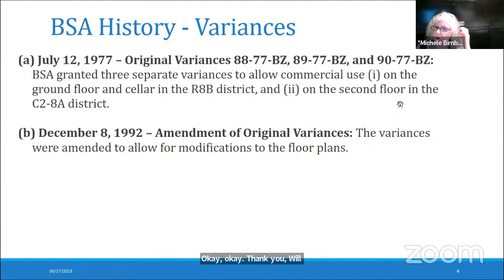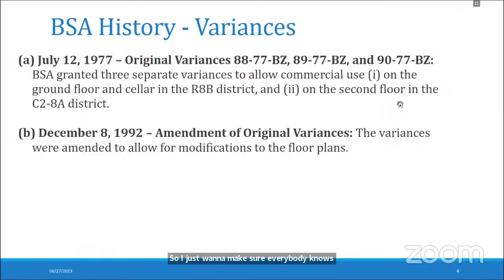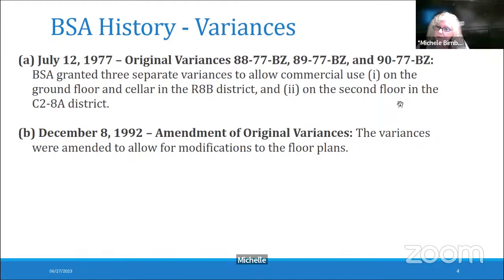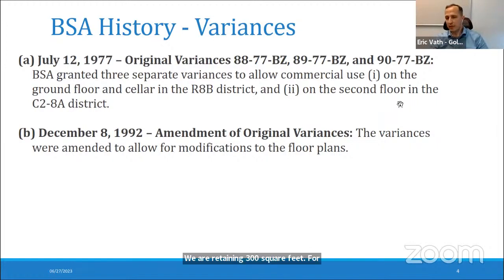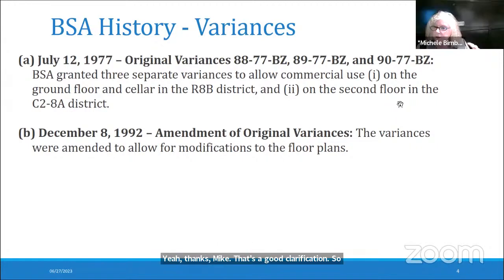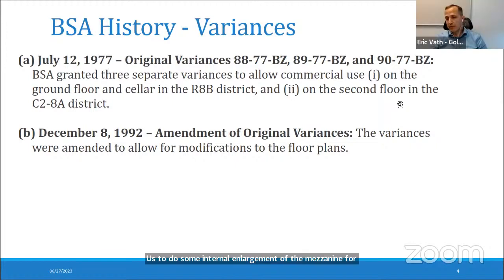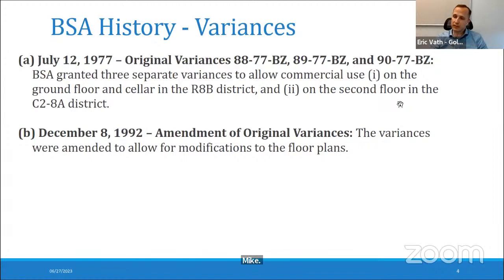Okay, Michelle, if I could interrupt for one second. Who is that? Mike Rosani, the architect working with Eric. We are retaining 300 square feet for the variance site. Thanks, Mike, that's a good clarification. So there's a small amount of floor area that would allow us to do some internal enlargement of the mezzanine, for example. But that's within the footprint of the building. I think we'll be restricted from light and air easements and the cantilever above. Thanks, Mike.